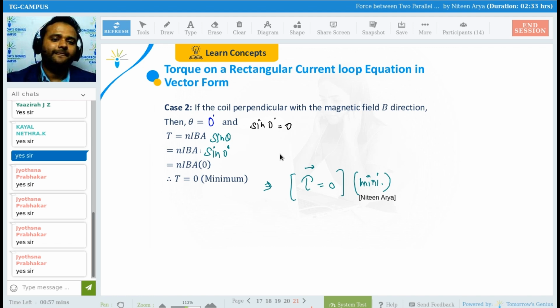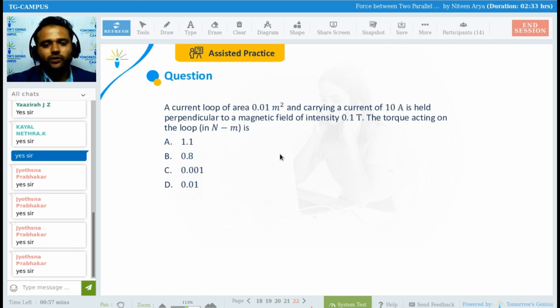Clear, everyone? Okay, so these are the simple cases. This is your numerical. A current loop of area 0.1 and carrying a current of this is held perpendicular to a magnetic field of intensity this. The torque acting on this. Everything is given to you guys. You just need to put it into the formula and tell me the answer. Just do that quickly.